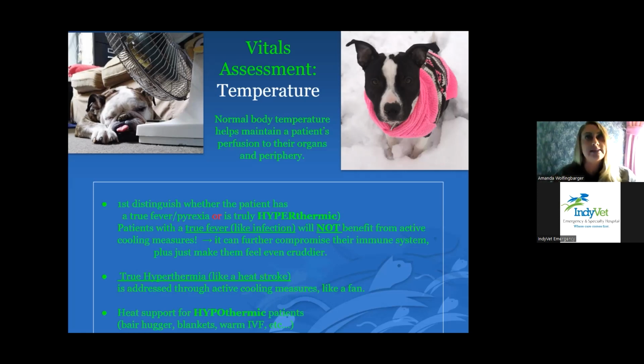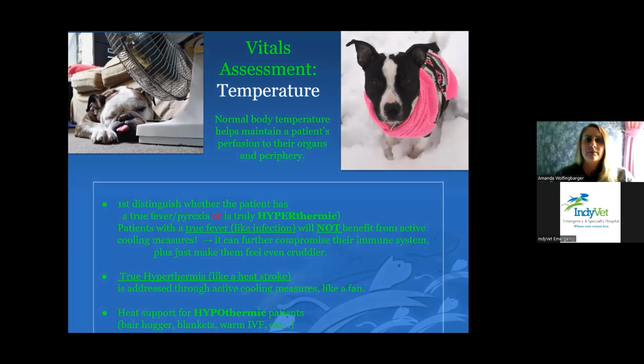So if we decide that it is true hyperthermia, like a heat stroke, or if they've seized their brains out and they need our help to cool them off, we're addressing that through active cooling measures: fans, IV fluids. And then for our hypothermic patients, a little bit easier. No matter the reason why they are cold, we are still going to warm them up the same way. If it's because of an external problem, the environment, or an internal problem, they're septic, we're still going to warm them up: a Bair Hugger, blankets, warm IV fluids, one of my favorites, sweaters. So temperature's always one of our big hitters in our initial vitals assessment.